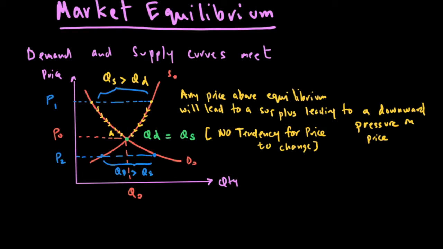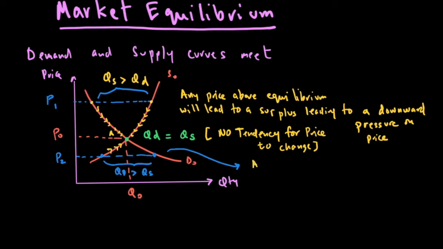You will basically have producers knowing that there are long queues waiting for the good to be sold. They will now start to increase their price.